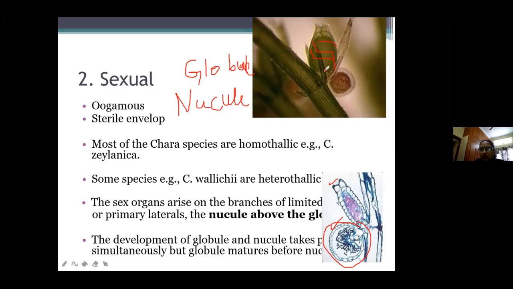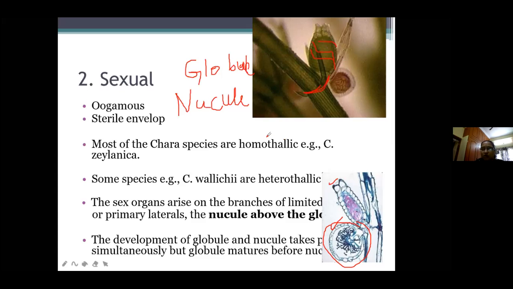The sex organs are borne on nodes or leaves. Where did you identify? See here, this is the node part. In this node, the sex organs are borne on the node side or leaf side. If you compare the male and female sex organs, male is the globule, which is spherical and reddish in color. The nucleus is always oval and enveloped by green spiral threads. The sex organs are always borne on the nodes or leaves.